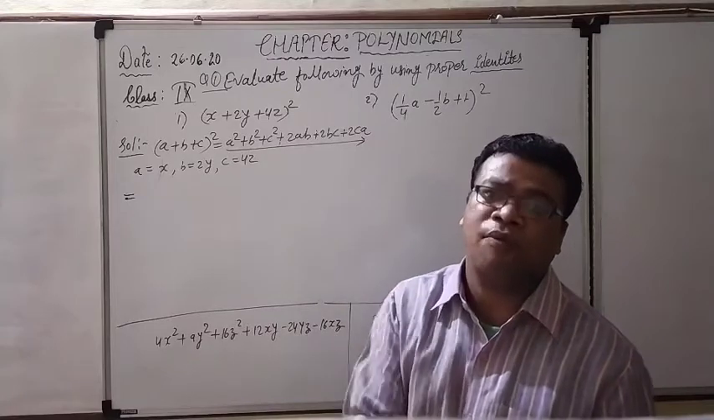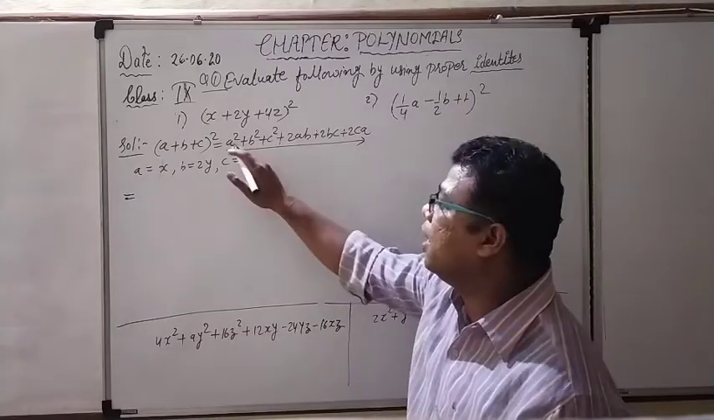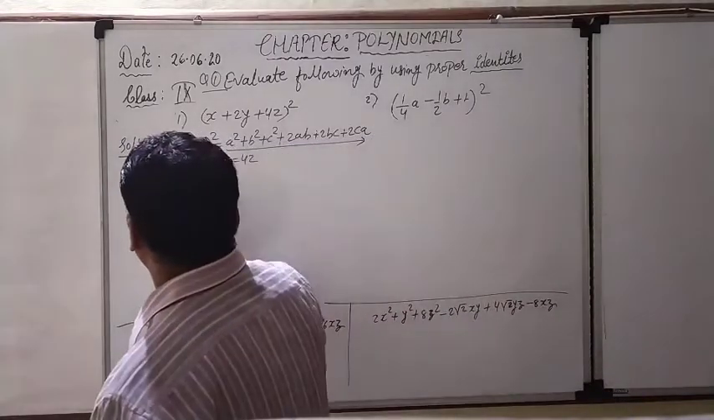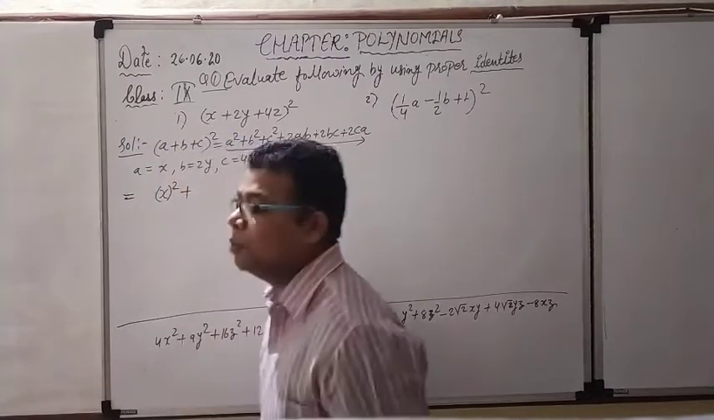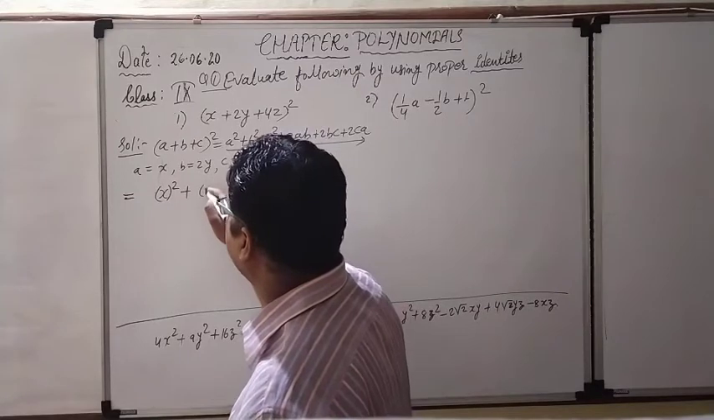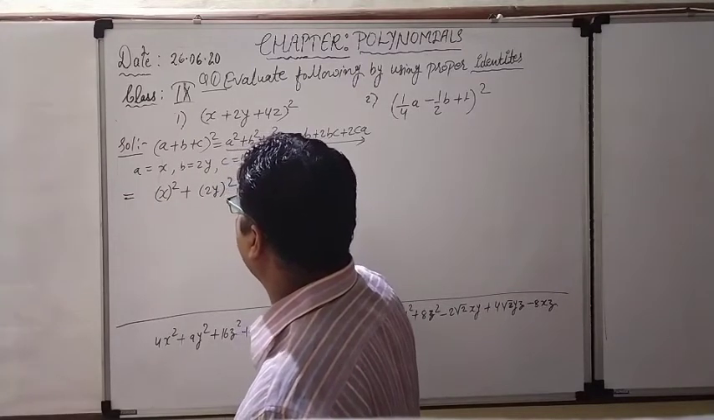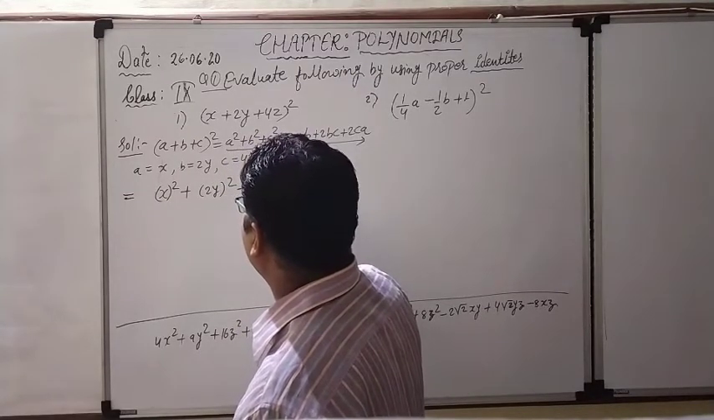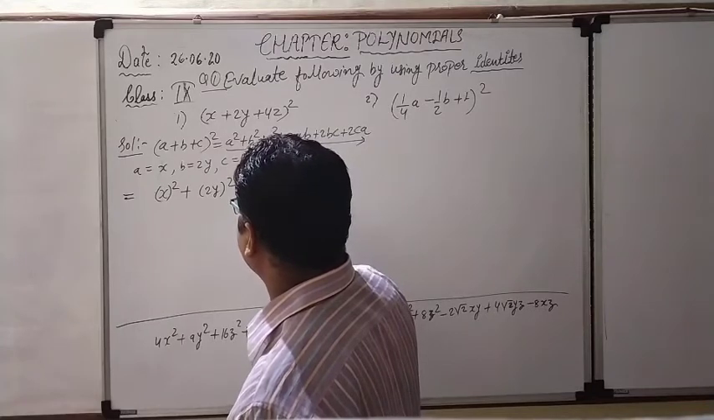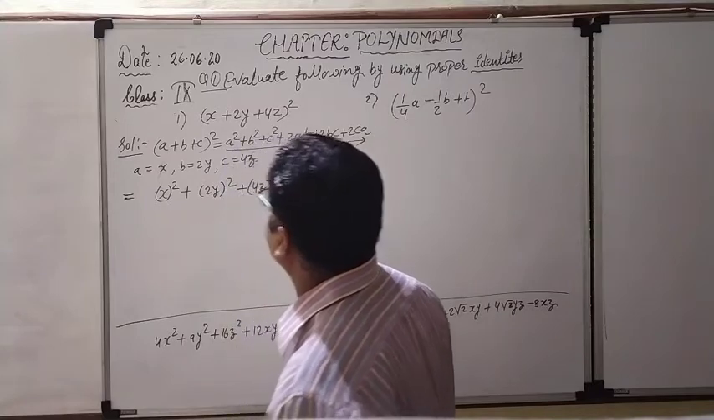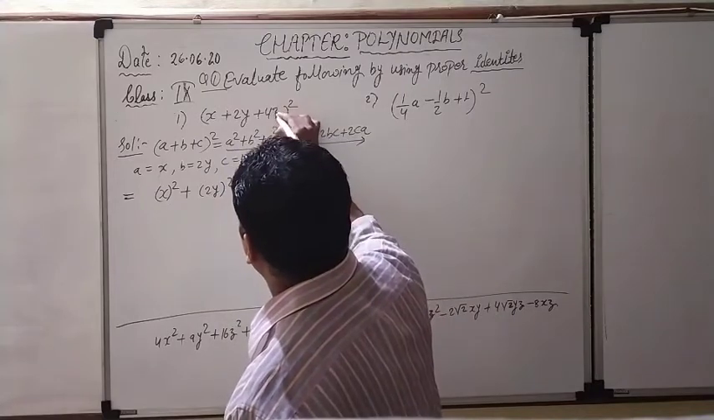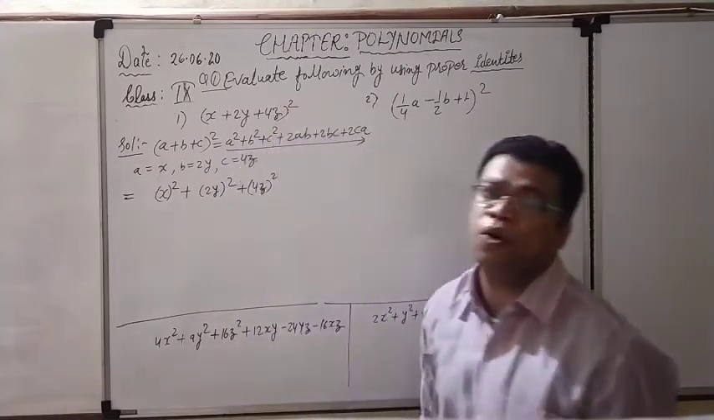See here how you have to do. I am telling you the trick. A square: read a square, what is there in place of a? x, so x square, put the bracket, no problem. After that b square, what is there in place of b? 2y, so (2y) square. What after that? C square, what is there in place of c? 4z. For this, write small z, here also write small z, so that you may not be confused.